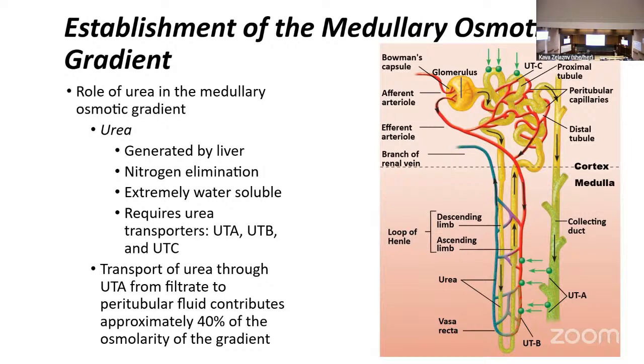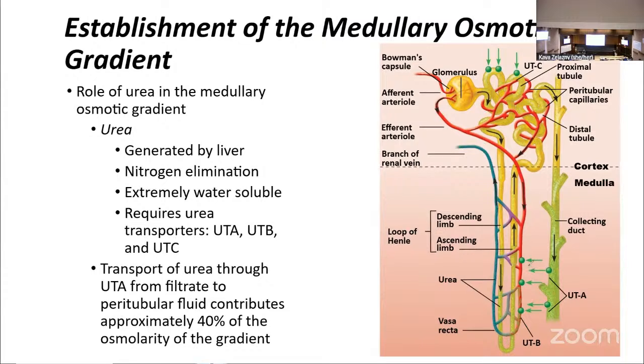Now, it will sometimes cross in and out of the nephron. There are transporters for this, so it can't do it always. We can see the location of some of those transporters. Here we can see that we have some UTA transporters here in the collecting duct.